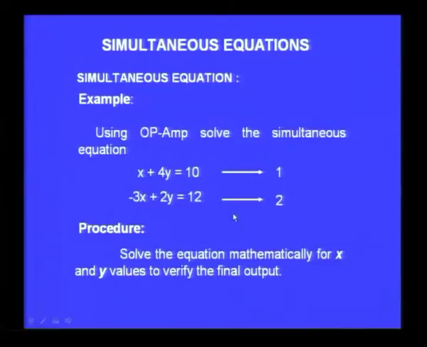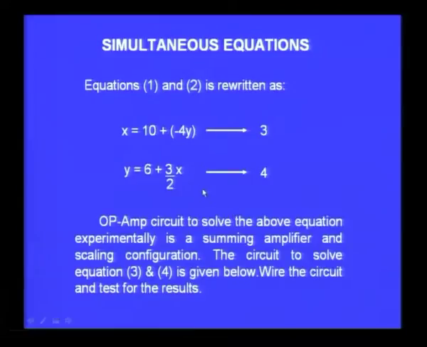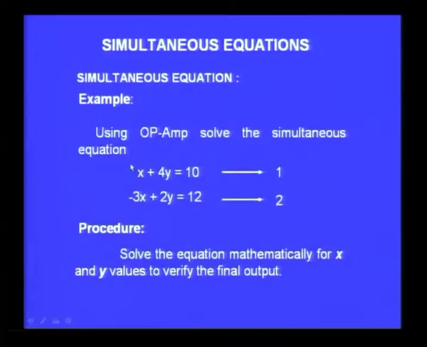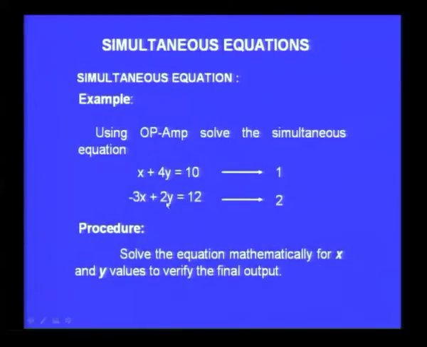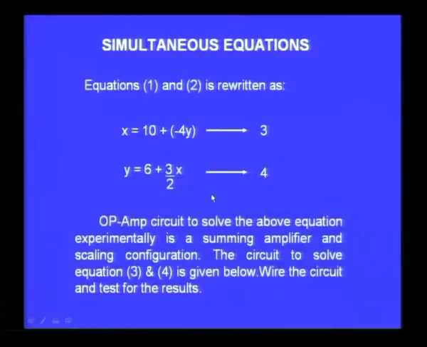For that, as usual, I write what is x from the first equation. x is 10 minus 4y. So that is what I am writing here, x equal to 10 plus minus 4y, then minus 4y I put in a bracket. Therefore this is the first equation, and similarly from the second equation I obtain y is equal to 12 by 2, that is 6, and this minus will become plus 3 by 2.